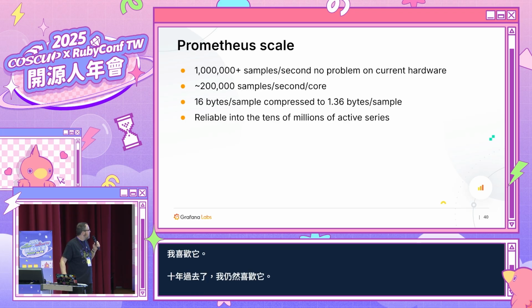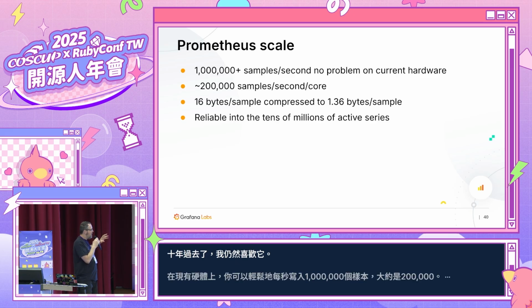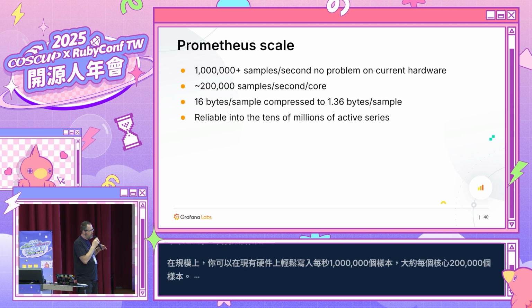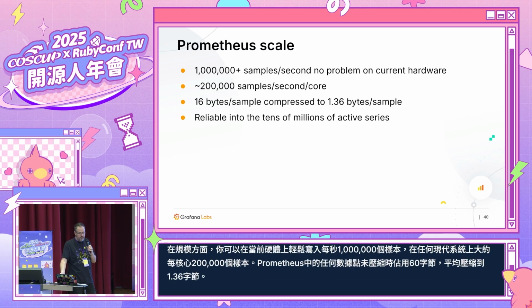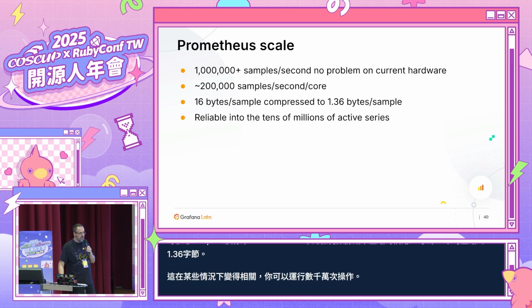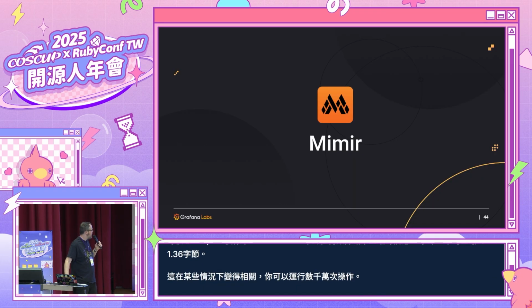Scale, you can write easily 1 million samples per second on current hardware, roughly 200,000 samples per core on any modern system. Any data point within Prometheus takes up 16 bytes uncompressed, which compresses on average to 1.36 bytes. That becomes relevant in a few. And you can run tens of millions, just on this laptop, I can run tens of millions of active series.